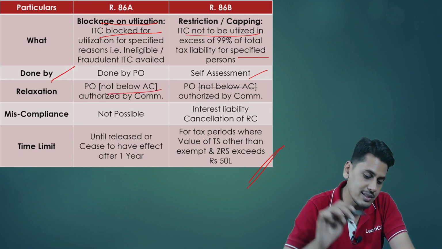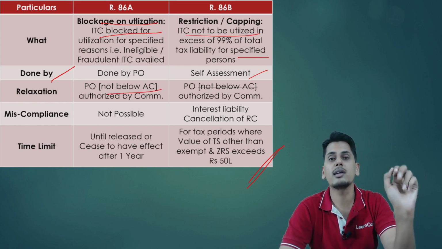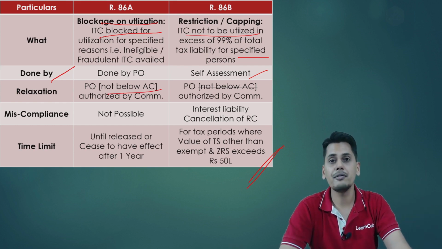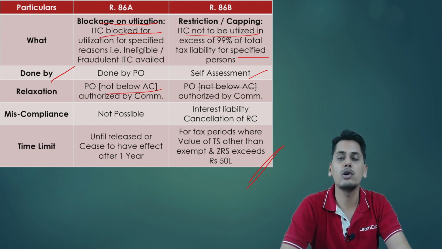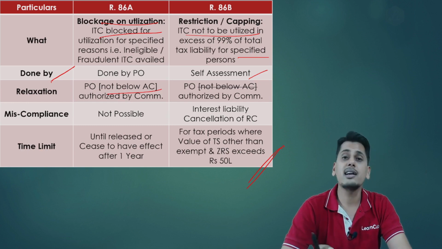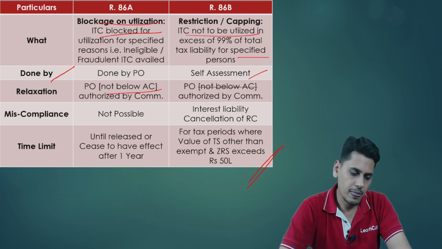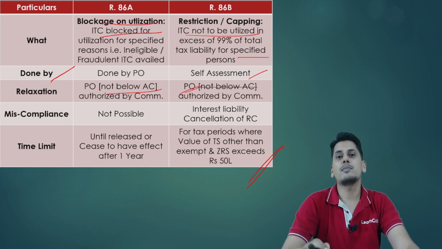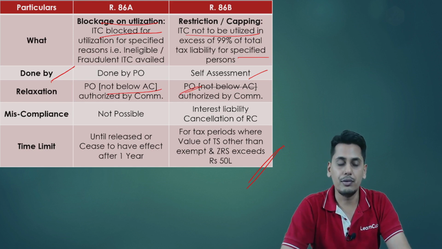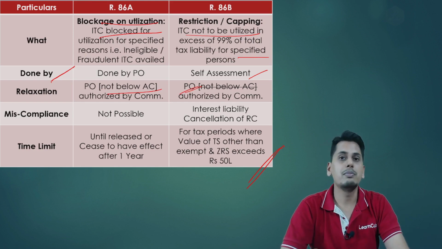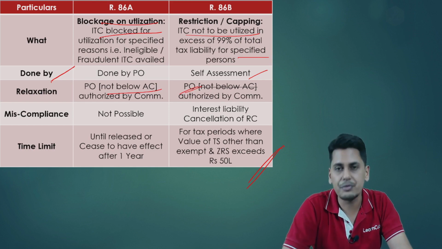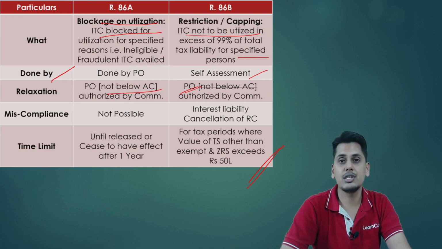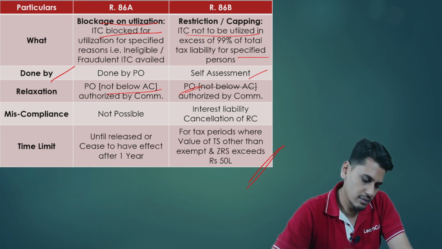Relaxation: the proper officer, as authorized by the commissioner, whose rank should not be below that of an assistant commissioner, can grant relaxation; he can uplift the blockage which is done under Rule 86A. Here the relaxation is by a proper officer on a case-to-case basis. If you are feeling that this 86B is hurting you, you can make an application, provide all the relevant documents, and if the officer is satisfied, he can uplift the restriction which is placed by Rule 86B.